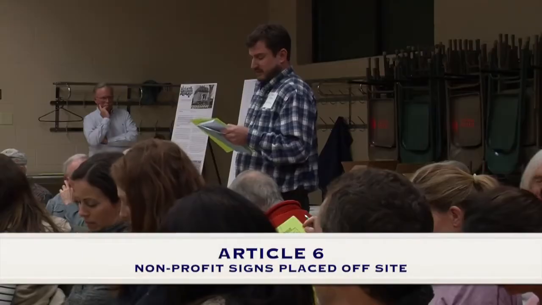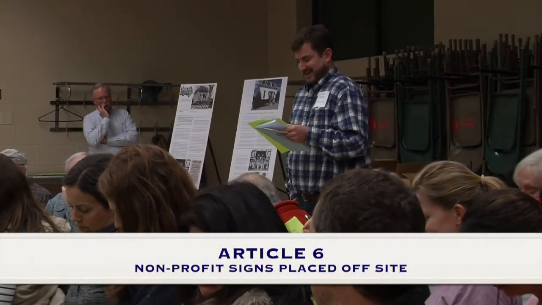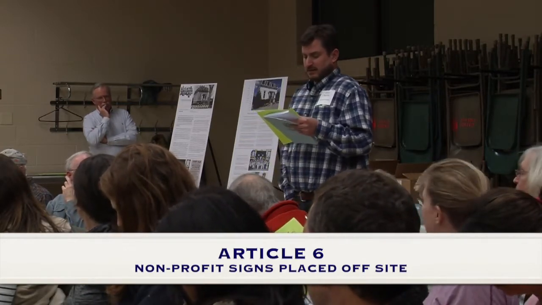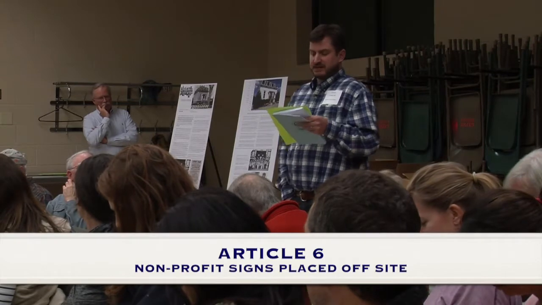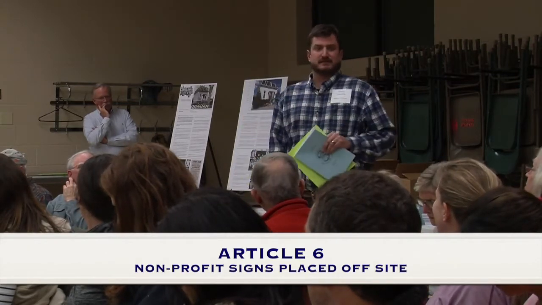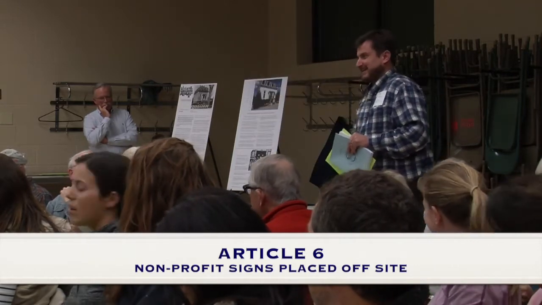Article 6. Allows as an exempt sign those not-for-profit, non-taxable entity signs to be placed off-site. Who's lost? Okay. You want to do an example? I'll give you an example. Go for it. The CMS renewal sign. Just an example would be the CMS renewal sign.